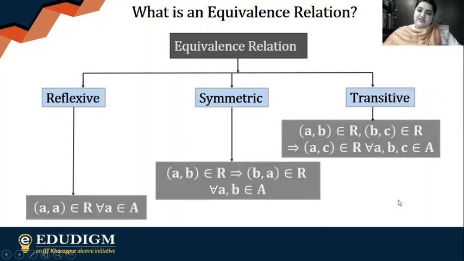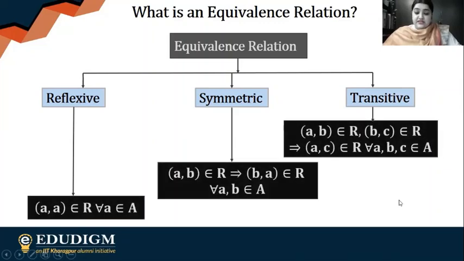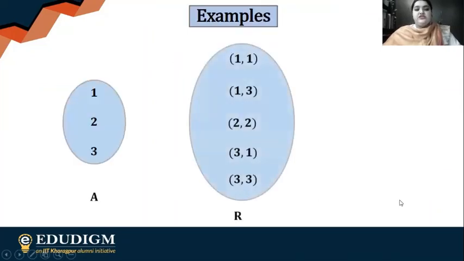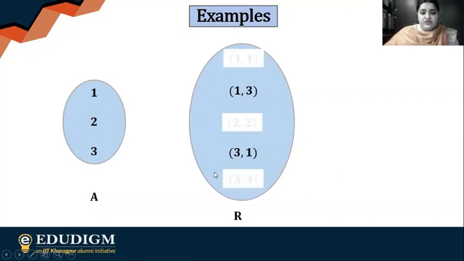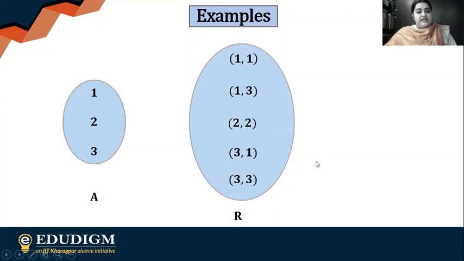So let's see a very simple example here. These are the things we need to check. This is A and there's a relation R on A. I'm starting with the most basic, reflexive, which is very easy to check. You see whether (1, 1), (2, 2) and (3, 3), all of them are there or not. The answer is yes. So this is definitely reflexive.